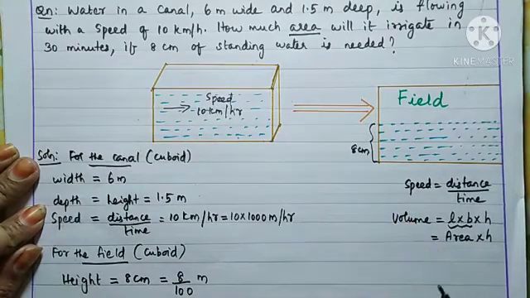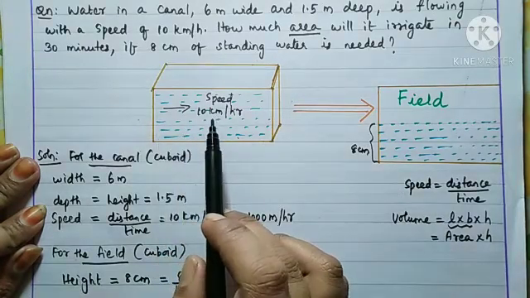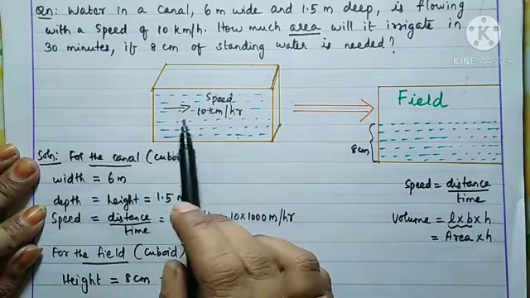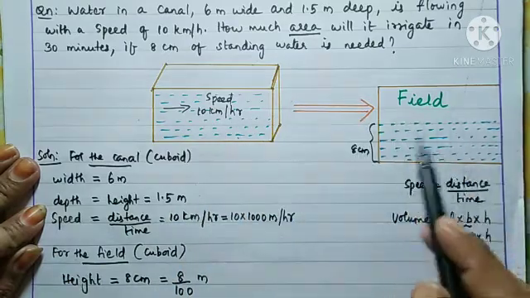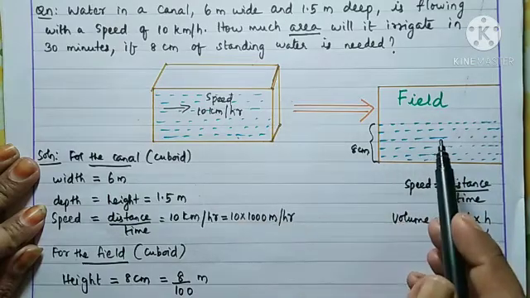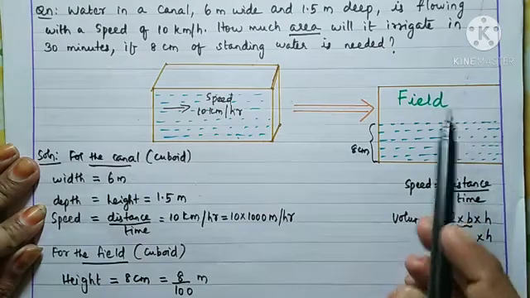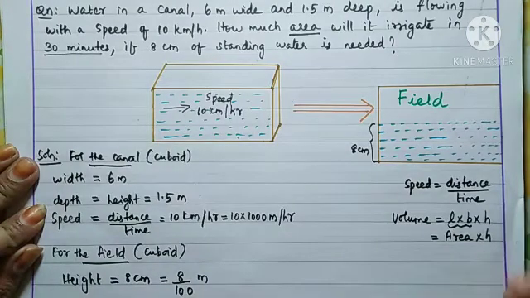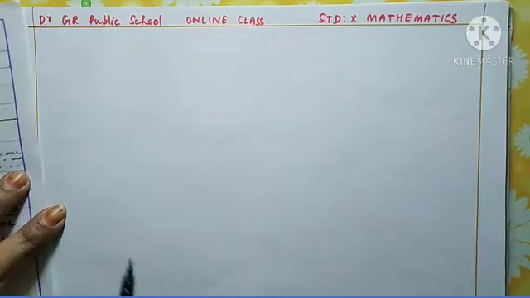Now what is the concept we are going to use? Yes, what is the concept we want to use? The water inside this canal. The volume of water, the quantity of water from the canal, is equal to the quantity of water inside the field. Both the volumes are the same. So we can equate both the volumes, and we want to find this in 30 minutes. The time given is 30 minutes. So how are we going to simplify? Let us see.